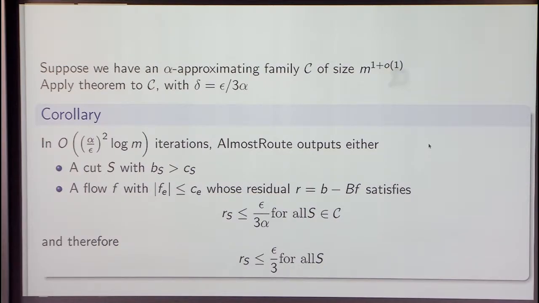Okay, but so the point is, we have that epsilon over 3 alpha, that's in the family, and then the whole point of the family is, well, once we have that condition in the family, now we can say for all cuts, RS is less than epsilon over 3 times the capacity of S. So this means that whatever's left over, we know it can be routed with capacities epsilon over 3.